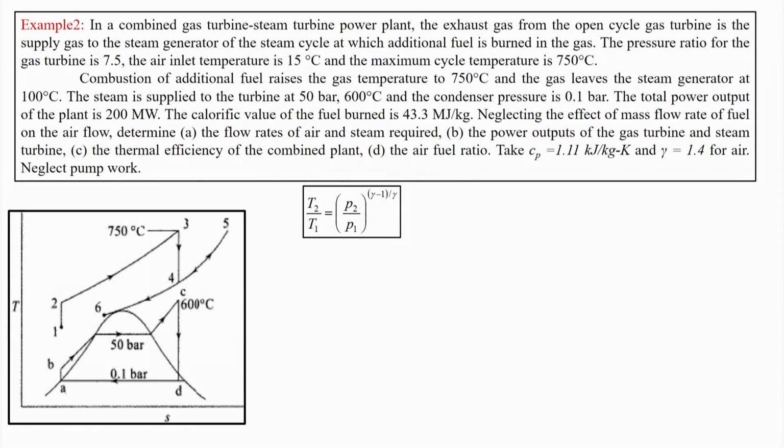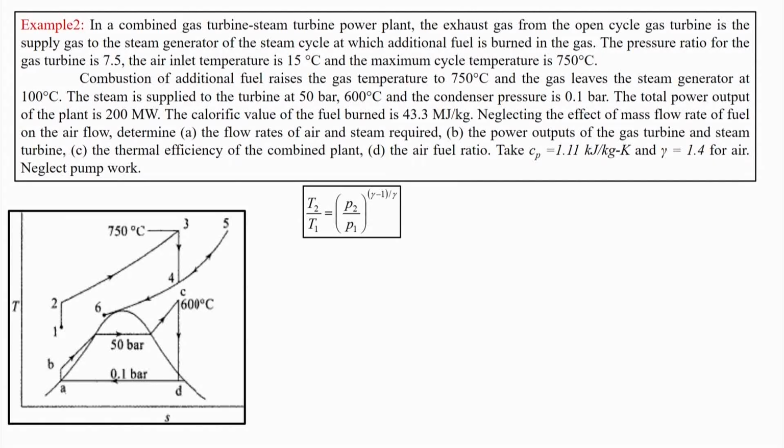So, our TS diagram would look like this, where we have the bottoming cycle as water and the topping cycle as gas. We are given T3, which is 750 degrees Celsius, and T5 is also 750 degrees Celsius. We are given P2 by P1, the pressure ratio, which is 7.5. So, knowing this information, we can work out the gas turbine cycle.